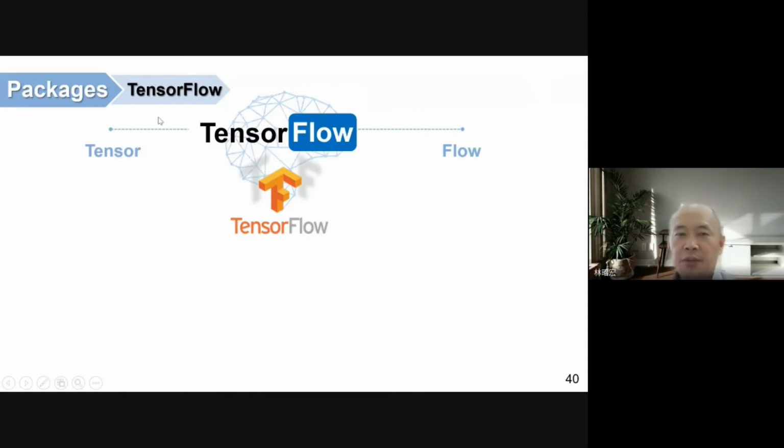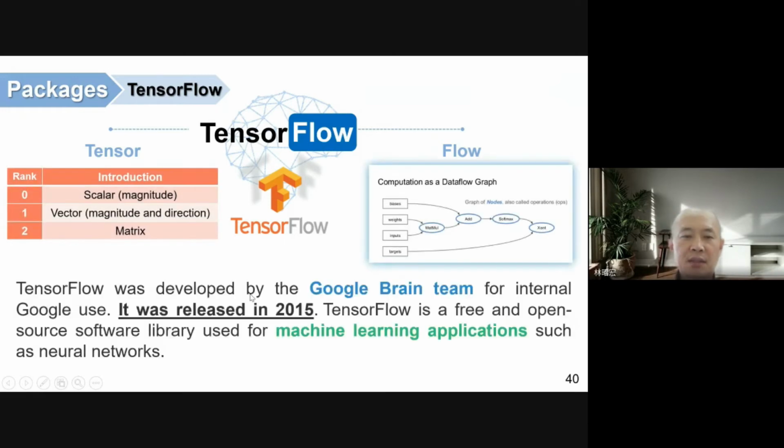The package we use is TensorFlow, a combination of tensor and flow. Tensor is the multi-dimensional data, and flow is the data flow in the neural network. TensorFlow was developed by Google Brain and released in 2015. Currently it's a free, open source software used for machine learning applications.